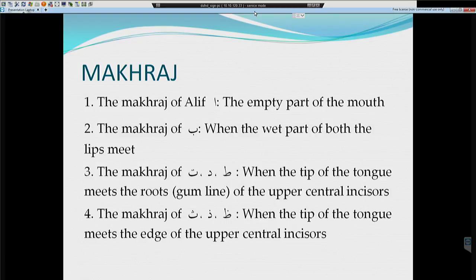Next one is the makhraj of tha, dhal, and dha, when the tip of the tongue meets the edge of the upper central incisors. Now we're not talking about the gum line anymore. We're talking about the tip of the central incisors. So over here, again, we add the sakin and the hamza before. Ath, ath, adh, and al.